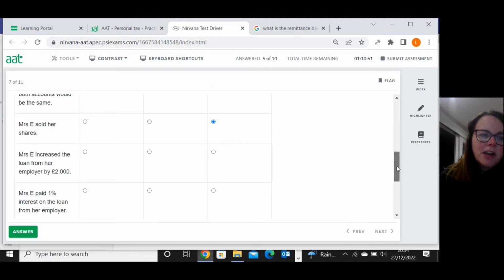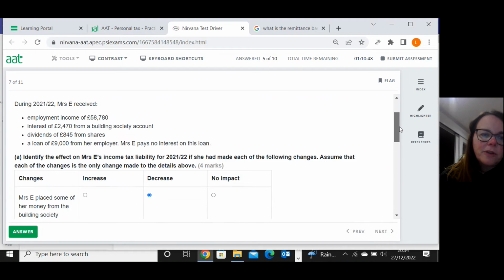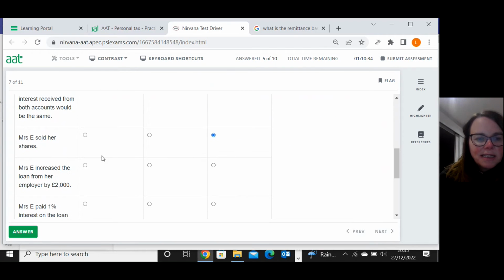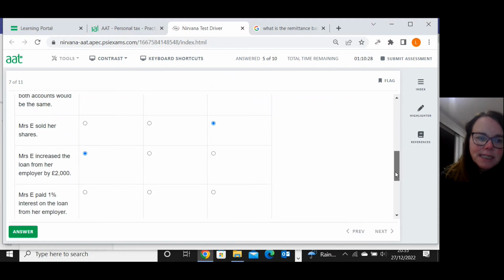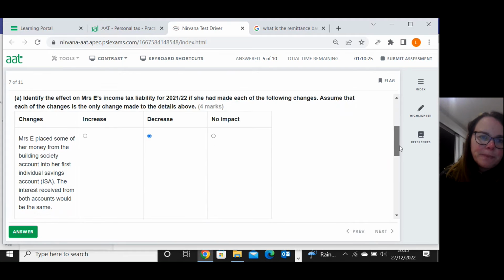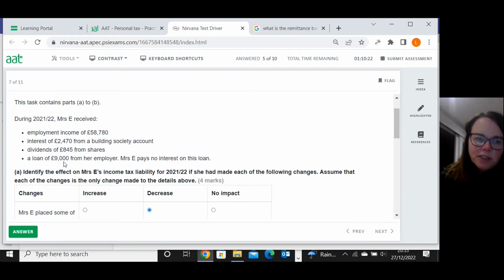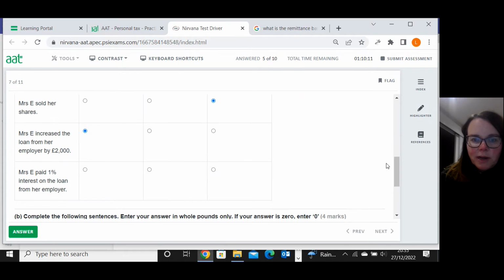Mrs. E increased the loan by £2,000. Right, so if the loan went up to 11,000, then all the interest that she's saving would then become a taxable benefit. So that will increase her tax burden if she were to do that. If she paid 1% interest on the loan, so remember it's in isolation, so if she's got £9,000, it's an exempt benefit anyway, so it doesn't make any difference if she pays no interest or a small amount of interest, it remains exempt. So that one will have no impact.